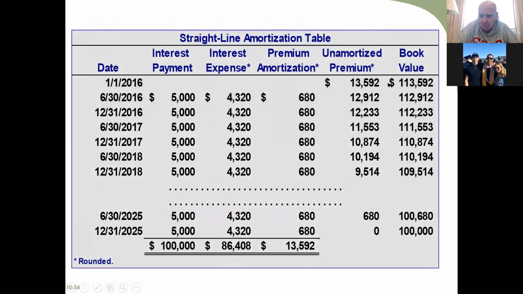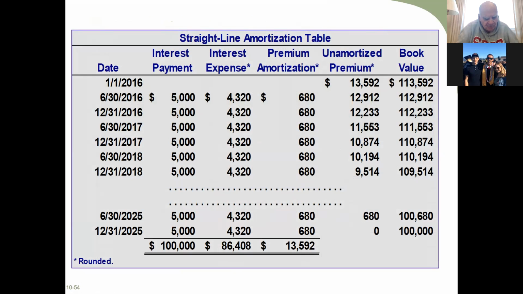Straight line. You start off with 113,592. And now it's going down by 680, down by 680, down. The premium is going down. It goes in the opposite direction of a discount.